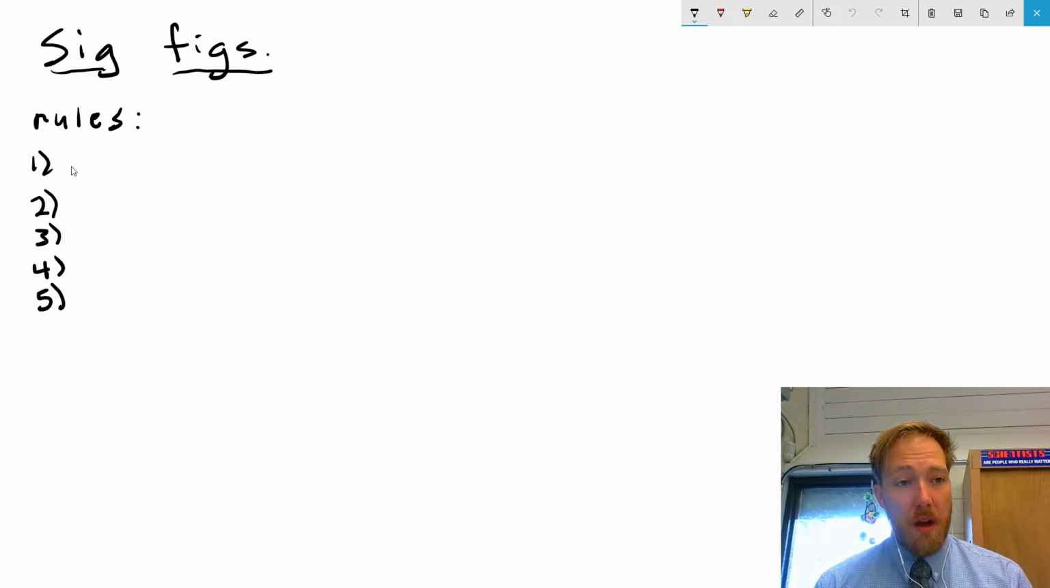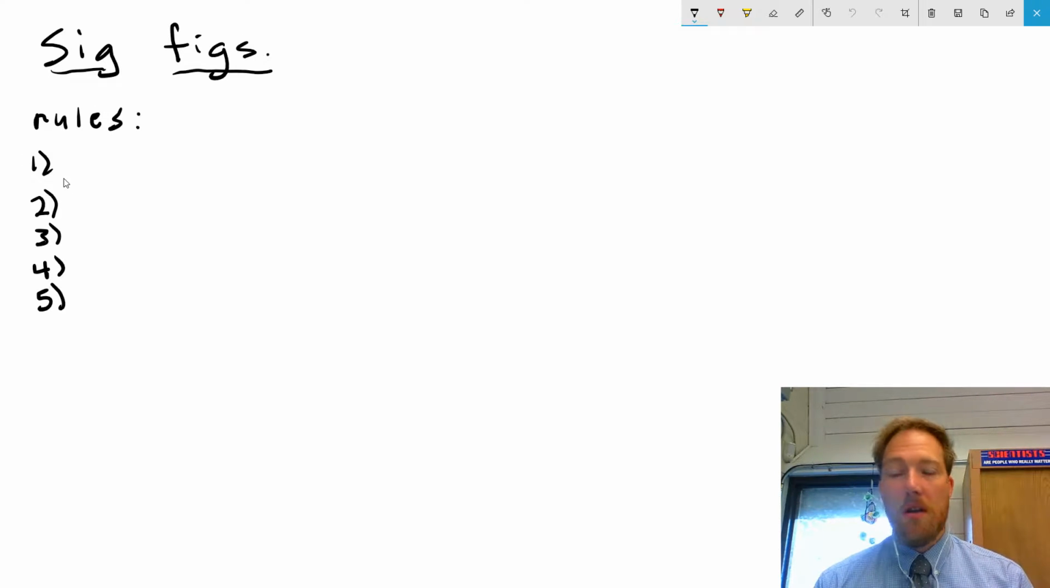Sigfigs has 5 different rules, and they're important because we use sigfigs for things like scientific notation. We use sigfigs for precision and accuracy, which you learned about in the notes just before. If you haven't read those, I highly suggest going back and reading them because it's a bit of a precursor for this one.